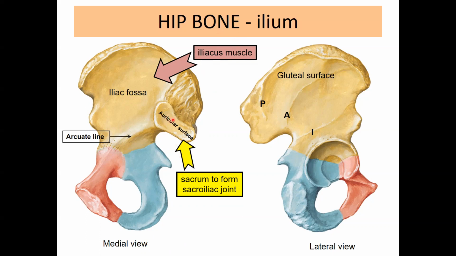The auricular surface provides the attachment of the sacrum. Remember the sacrum connects the right and the left hip at the posterior part. So this articulation forms the sacroiliac joint. The surface is called the auricular surface. It is the articular surface that articulates with the sacrum of the spine. And the iliacus muscle is attached at the iliac fossa.